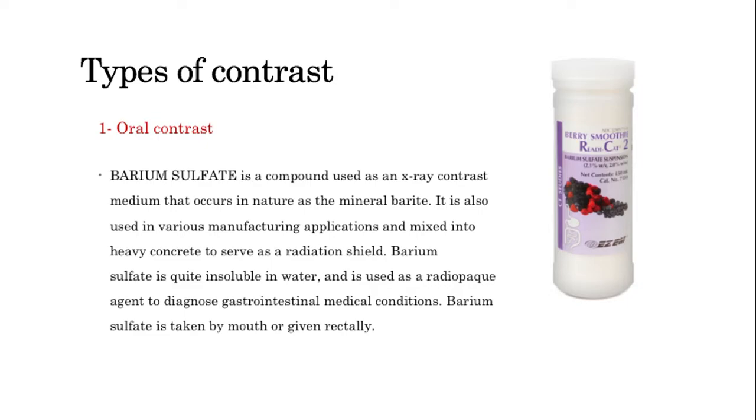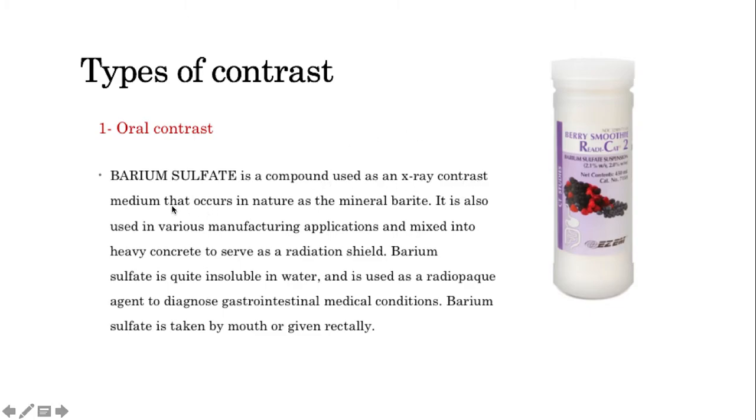Alright, so let's speak about types of contrast in the digestive system. Usually, how do we introduce contrast in the digestive system? It's through oral or rectal means. So, oral contrast. Number one, we have barium sulfate. This is an image of barium sulfate flavored with berry, since it has a really sharp and unfavorable taste for patients. Barium sulfate is a compound used as an X-ray contrast medium.